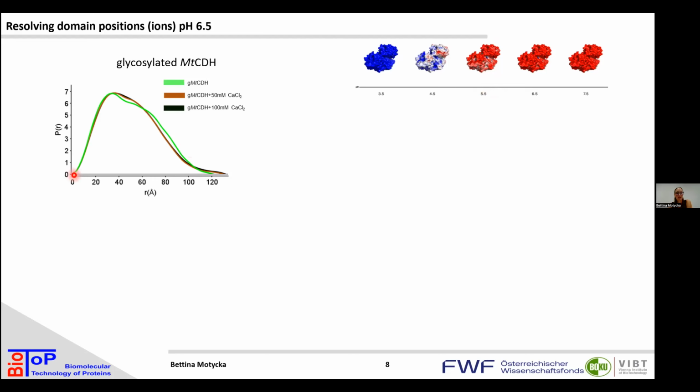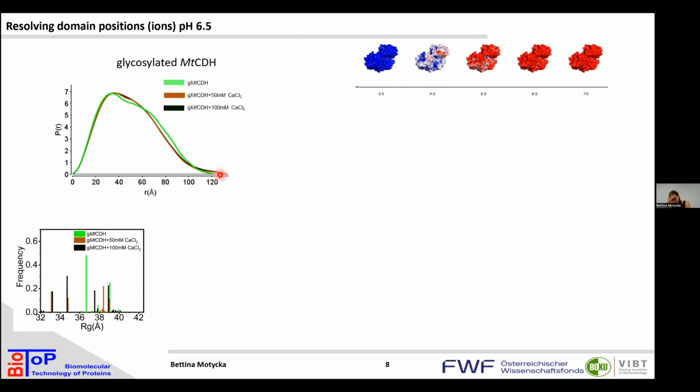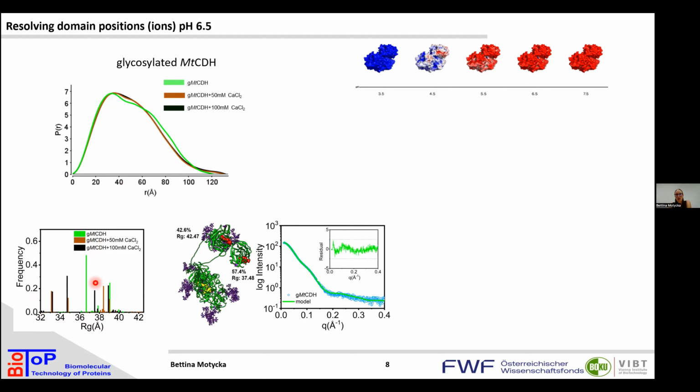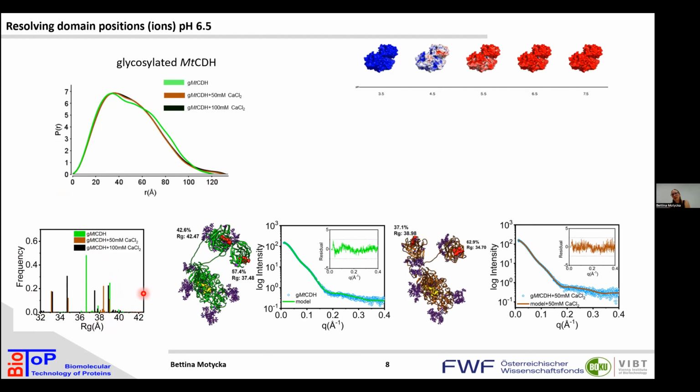Again at pH 6.5 we have this shoulder, which we also saw before. But now, by adding calcium chloride at 50 and 100 millimolar, we can see nicely that this shoulder disappears and we again have kind of a Gaussian distribution. We confirmed this again by SAXS-based multi-state modeling. And here you can see nicely that at pH 6.5 we really see a more compact structure. Although we somehow have a little bit of a fraction with a more extended state, the overall fit shows really a more compact structure.